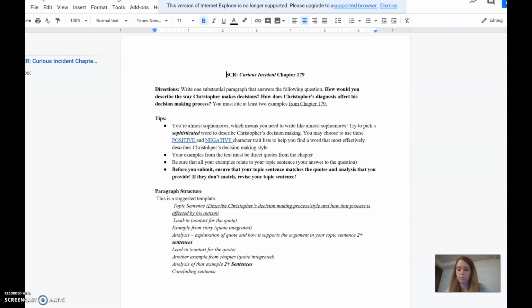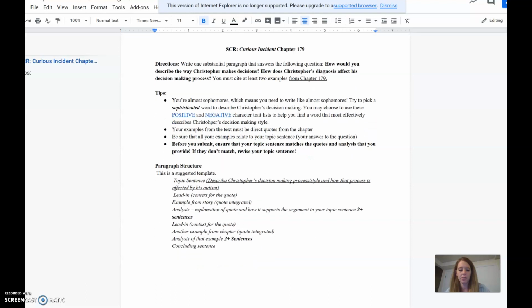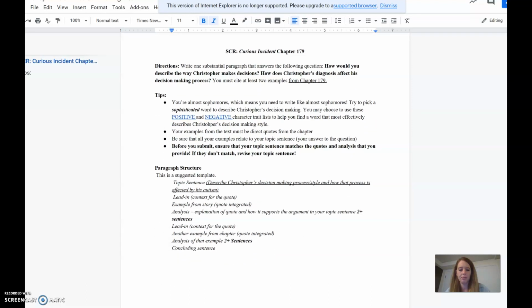Then you're going to find 2 quotes to prove this. So if I go down to the format here, you'll do an example from the story and another example. But before and after that, you have to lead in. What's the context for the quote? What's happening in the story that you would need to talk about before you just drop in a quote? And then the analysis is, based on this quote, how is this an example of how Christopher makes decisions? We've done this throughout the year.